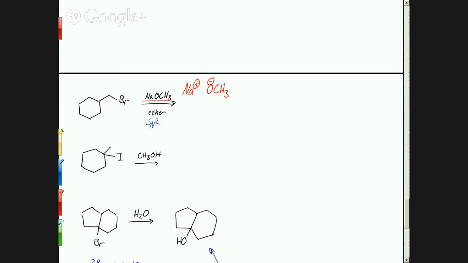Okay, good. Anybody find something else? Yeah, that this is a primary substrate, meaning that this carbon is only attached to one other carbon. And so that means it can't be SN1. It has to be SN2 in that case. So the mechanism would look like this. The O would attack the carbon, the bromine would leave, and you end up with something like that. And that should be the product.